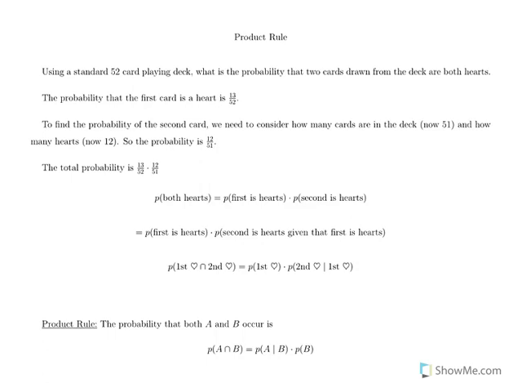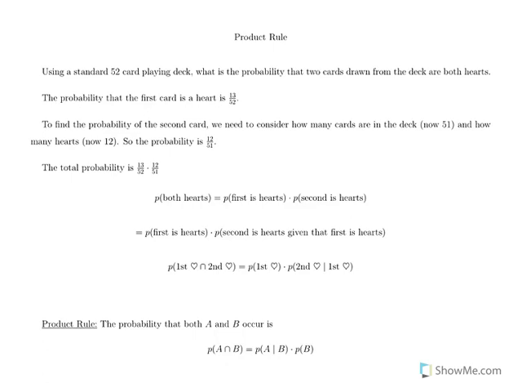So with this in mind, now we can talk about something called the product rule. And the product rule is really just going to be a manipulation of this conditional probability. So let's look at this example. Using a standard 52 card playing deck, what is the probability that 2 cards drawn from the deck are both hearts? Note that there are 13 hearts in the deck out of 52 cards. It's 1/4 of the cards.